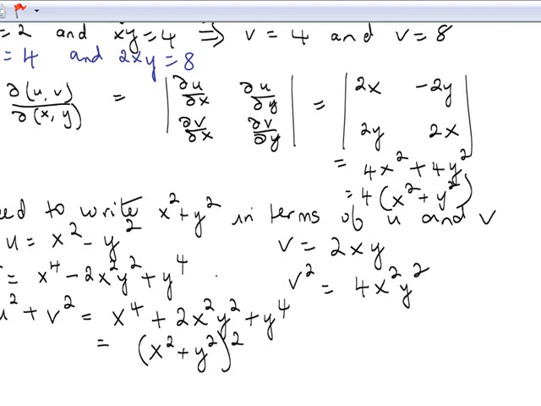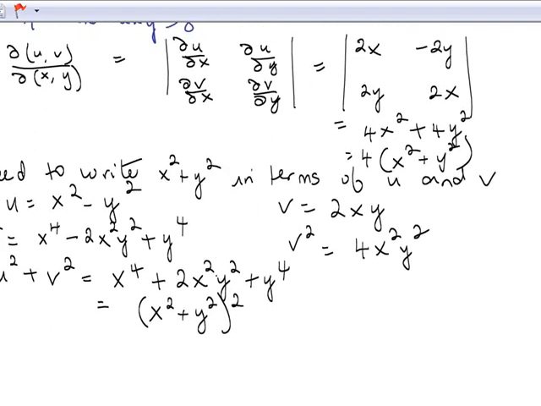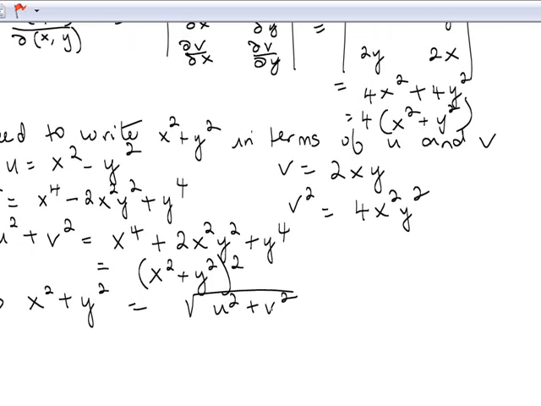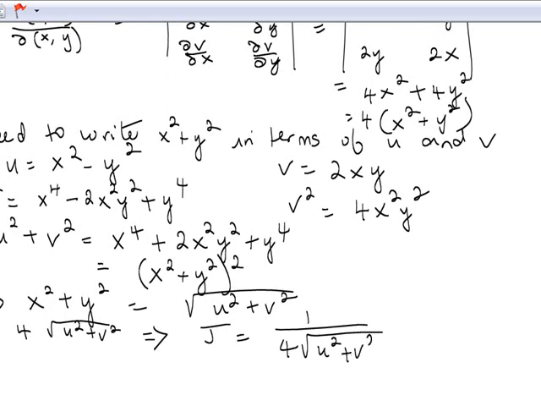Okay? So where are we? What were we doing now? So therefore, x squared plus y squared is the square root of u squared plus v squared. And so this tells me that 1 over j is 4 times the square root of u squared plus v squared, implying that j is 1 over 4 times the square root of u squared plus v squared.